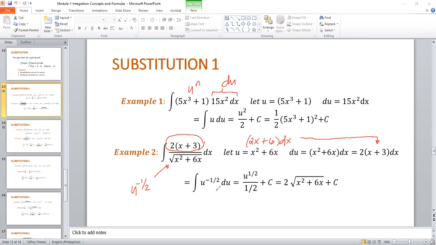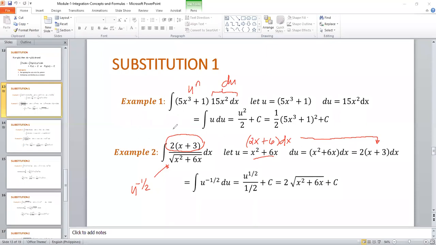If you use power rule, that would be u raised to 1/2 over 1/2. But what is u? Isn't it that u is x squared plus 6x as written here? So you copy that, x squared plus 6x, but it has an exponent of 1/2. So that explains this square root sign or radical sign. This 2 that is multiplied to the square root of x squared plus 6x is actually the 1/2 here in the denominator. The 2 went up in the numerator. So this is the answer.